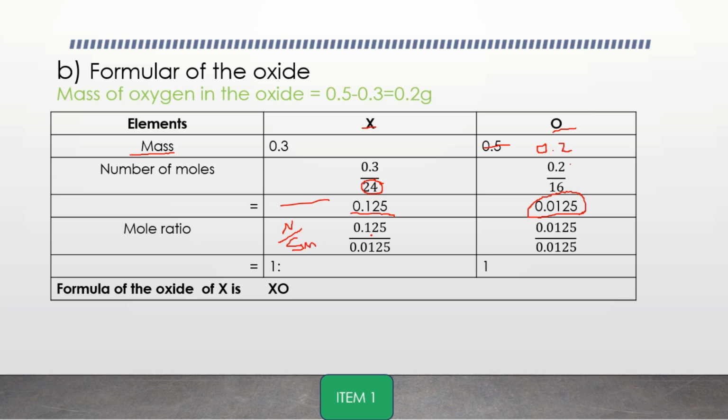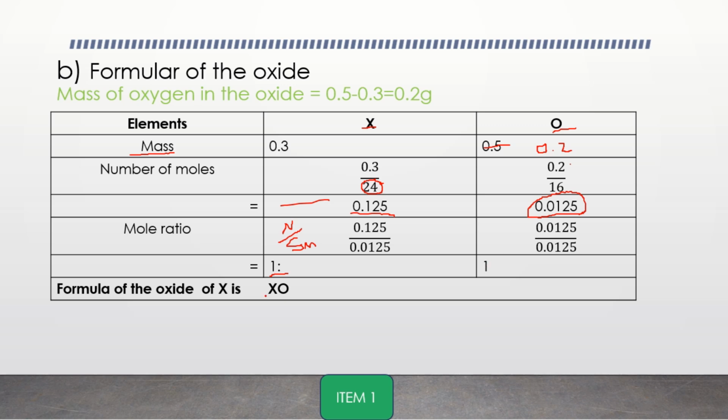So the smallest is 0.0125, and therefore when we divide here, we get 1. When we divide this one here, we also get 1. That is the mole ratio, and that's why I've included this. So don't forget that, to show that this is a mole ratio. So it is 1 to 1. That means the number of moles in the formula for X is 1 mole, and for oxygen there is also 1 mole.